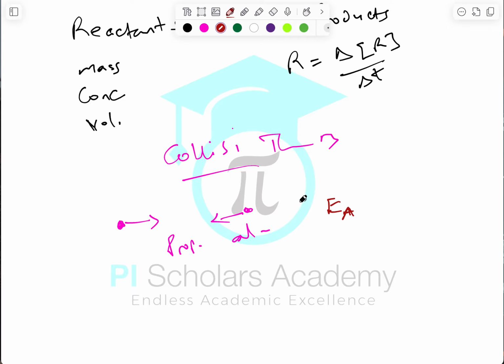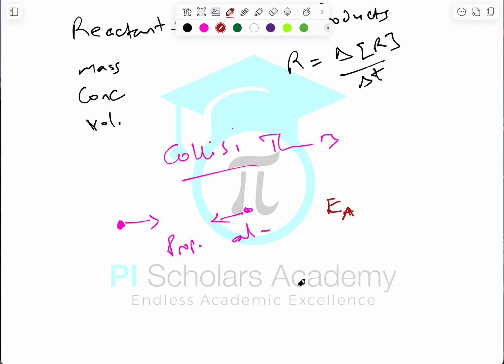So therefore, for a reaction to take place, number one, the particles of the reactant must collide together. But not only will they have to collide together, they must be properly aligned and they must possess a minimum amount of energy known as the activation energy. If they possess anything less than this energy, the reaction will not take place. So they need that minimum energy or more for the reaction to take place.